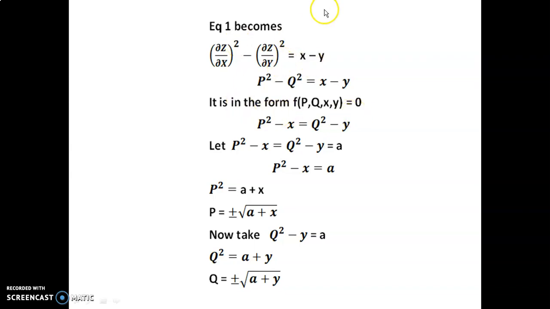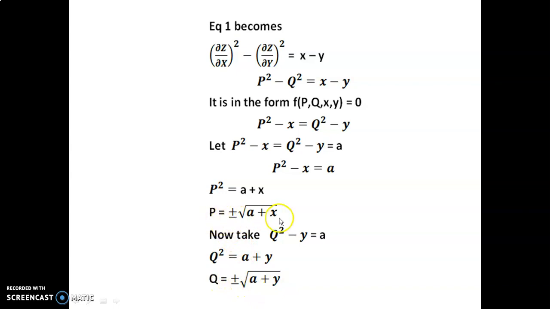So we will write p and x on one side, q and y on the other side. So p square minus x is equal to, minus x going to the RHS becomes plus, q square minus y. Let this term be equal to a, which is a constant. So p square minus x equal to a, p square equal to a plus x. Find p in terms of x, so p equals plus or minus square root of a plus x. Now write down q in terms of y. So q square equal to a plus y, q equal to plus or minus root of a plus y.